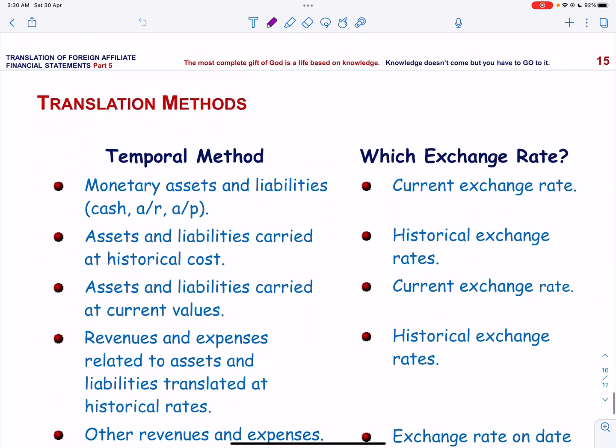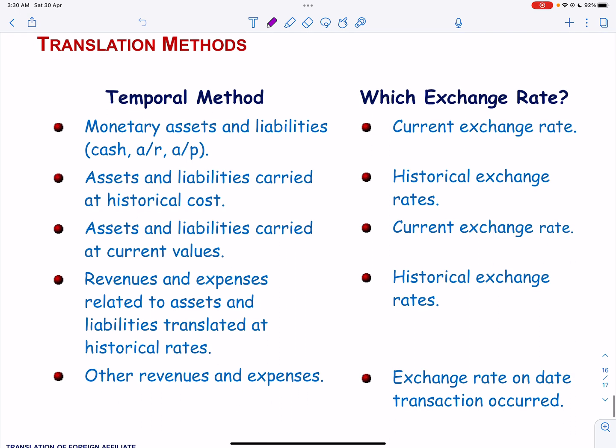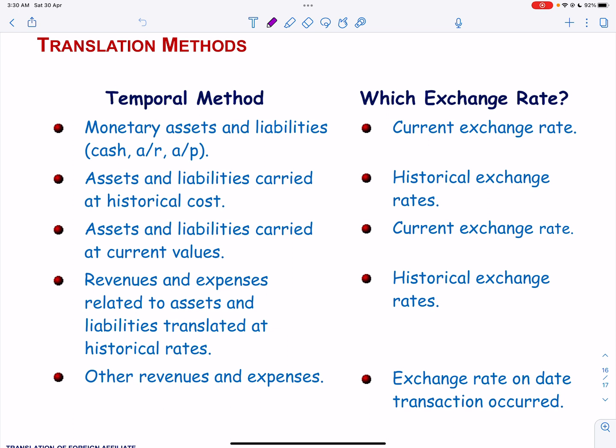If the remeasurement method uses the temporal method, the adjustments are recorded in the income statement, and when translating monetary assets and liabilities such as cash, accounts receivable, accounts payable, investments, anything that qualifies as a monetary asset and liability, then the company applies the current exchange rate. In case of assets and liabilities carried at historical cost, use the historical exchange rate. Assets and liabilities carried at current values, apply the current exchange rate.